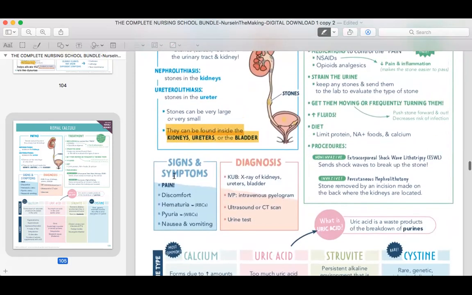Signs and symptoms, definitely you're gonna have pain. You're gonna have hematuria. It's important to know. Those are the ones I've seen on ATI. You're gonna have to strain the urine. You can have an ultrasound or CT scan to assess where it's at.